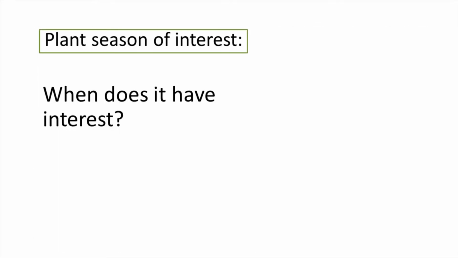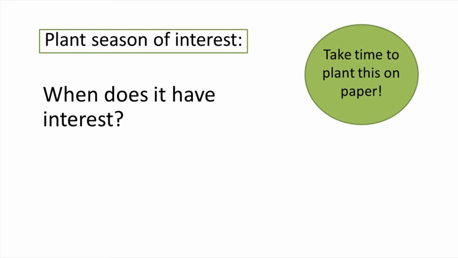The last plant element of design to consider is the season of interest. This means at what time during the year does this plant have notable interest? We don't care what the interest is at this point, just when it will be displaying that interest. Some plants have notable interest all year long, even though what creates that interest may change throughout the year.